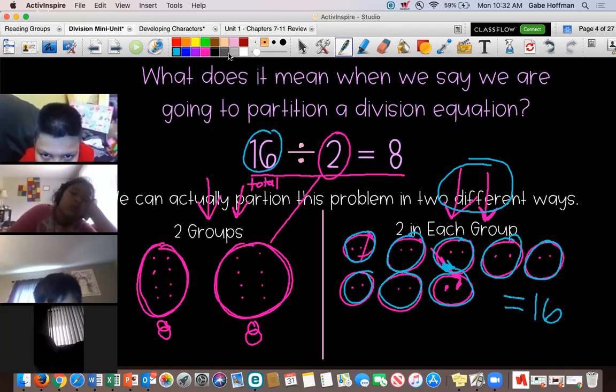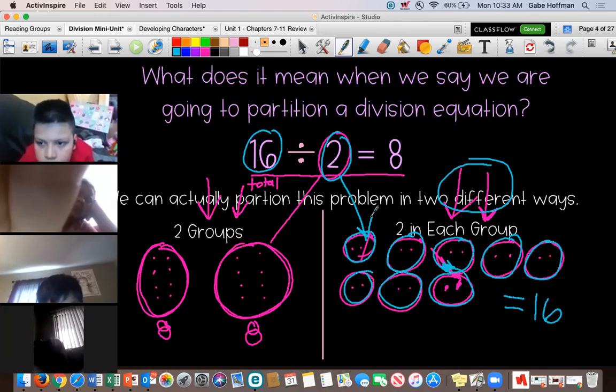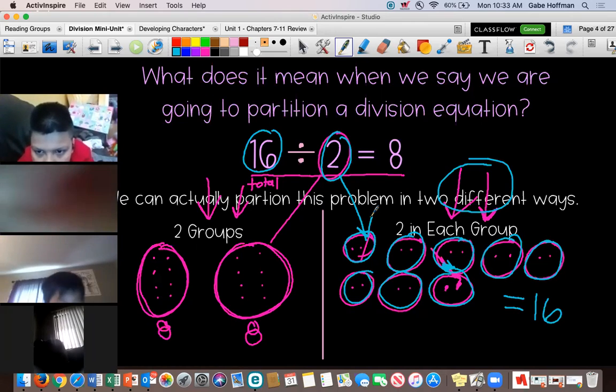And then this one should be pretty easy. The 2 over here is the 2 in each group, okay? So before it was 2 groups, and this one it's 2 in each group. So that's where all of our numbers are coming from, and it might still be a little confusing, but we're gonna do a few examples that will help you understand it a bit better.